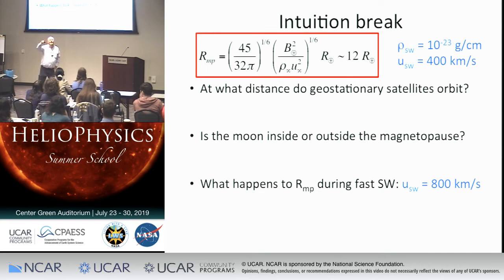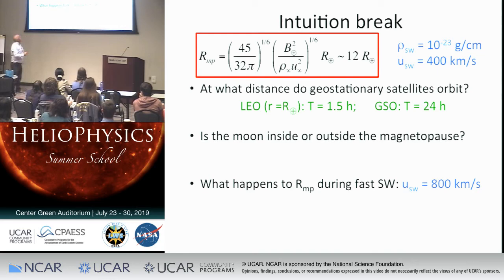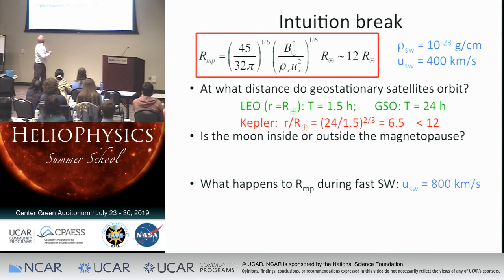6.6 RE. Yeah, sorry. Yeah, probably right. Yeah, sounds about right. Yeah, 6.6 radii. One of the ways you can work that out, if you don't carry it around in your head, is to remember that a low Earth orbit satellite orbits in about 90 minutes, and GSO in 24 hours. Then you need to remember Kepler's law, that the radius goes as the 2/3 power of the period, and you get 6.5, which is the 2/3 power of that ratio there.